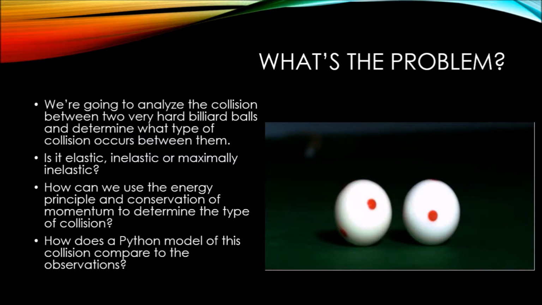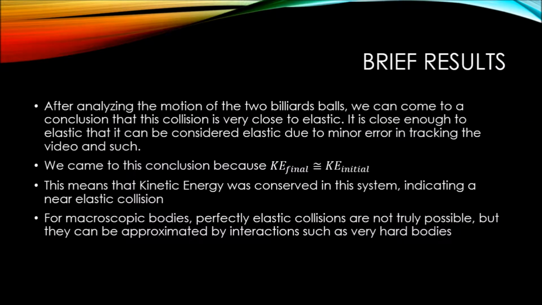to our observations. So after analyzing the motion of the two balls, we come to the conclusion that this collision is very close to elastic. Now it is not perfectly elastic because a true perfect elastic collision is not very easy to obtain in an observational model. We came to the conclusion that because KE final is approximately equal to KE initial, energy was conserved in the system, indicating that it is a near elastic collision.